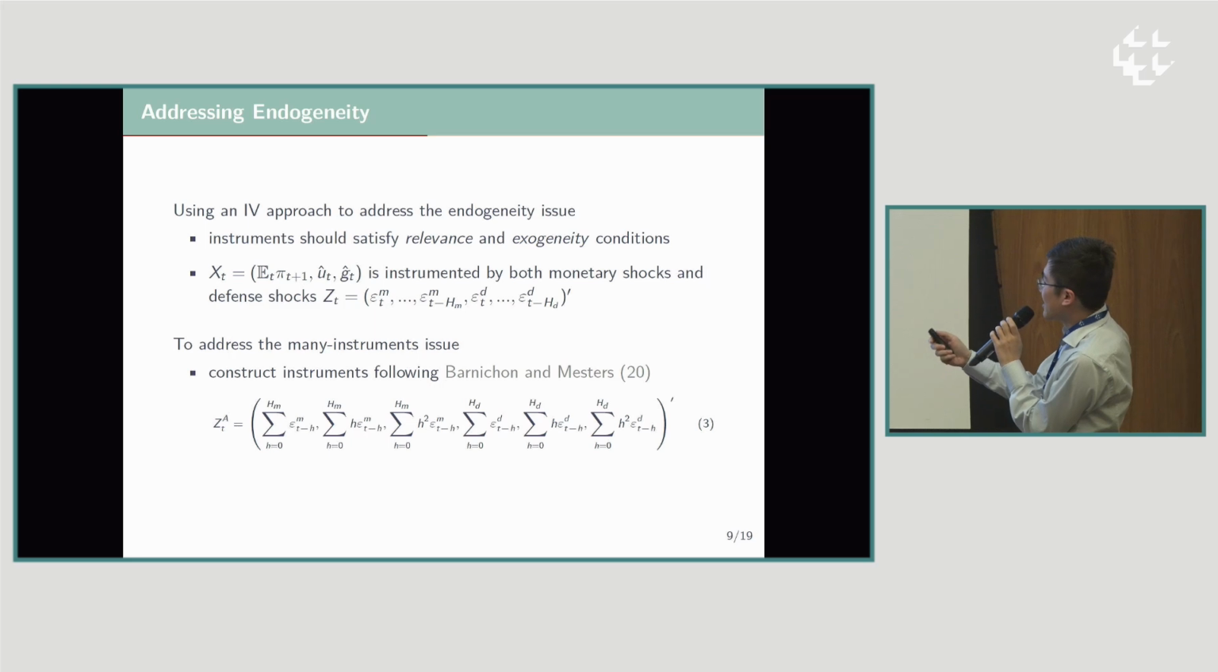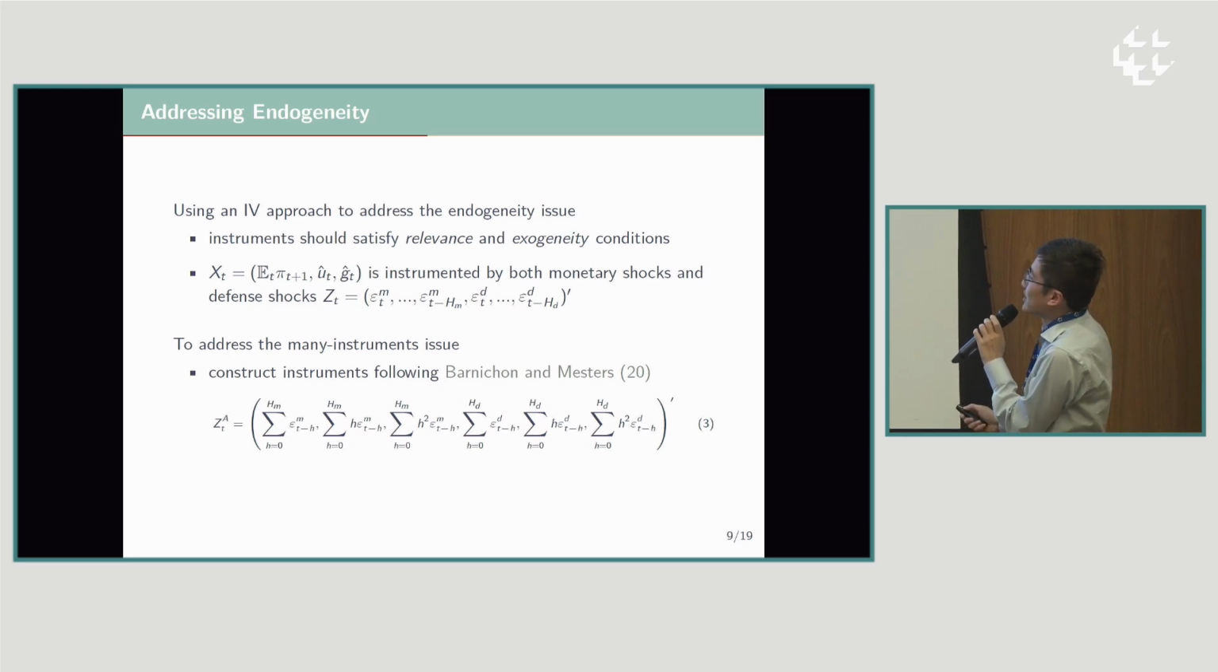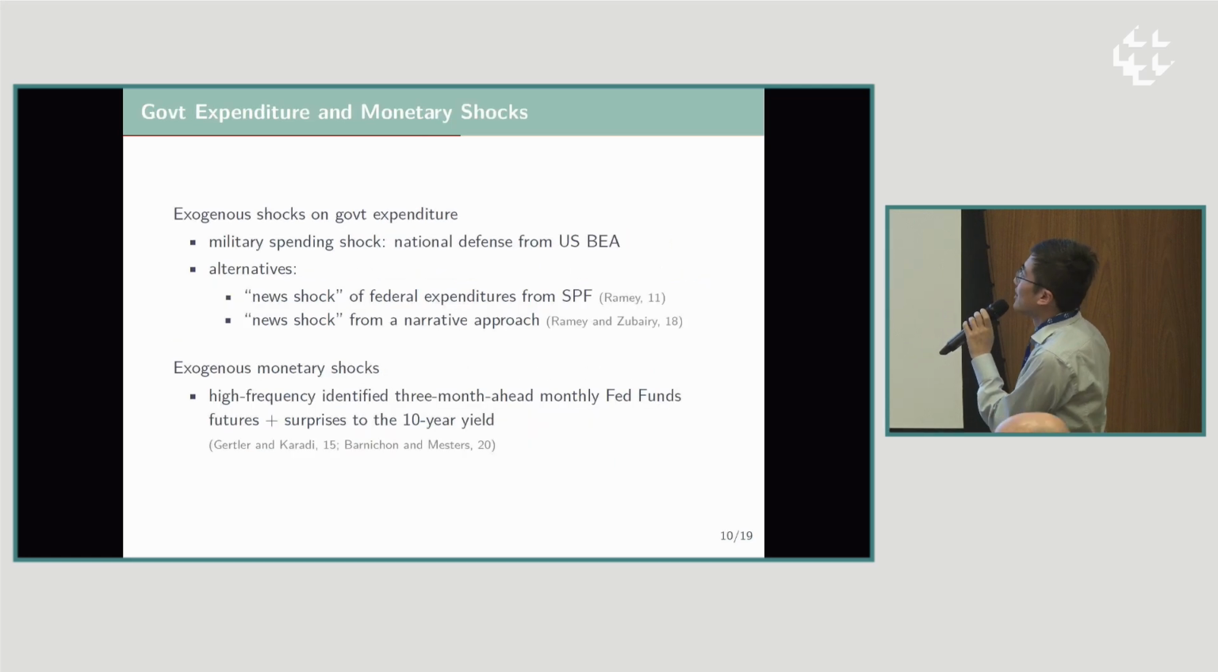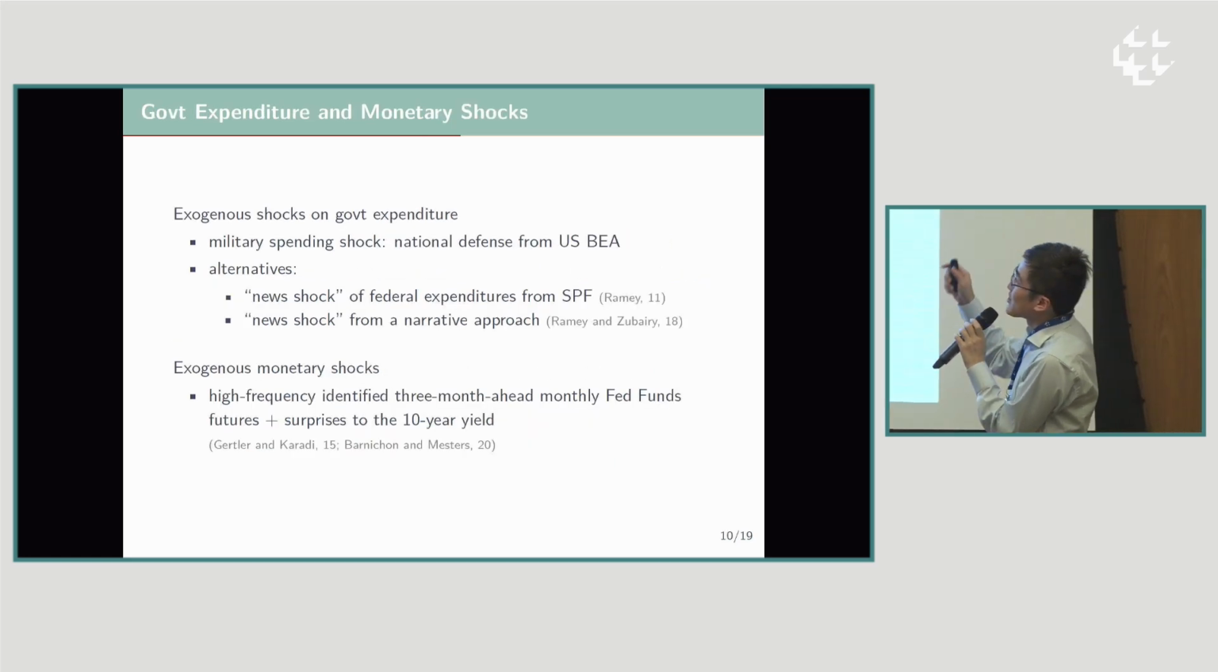So in order to address this, we also follow the Burnside-Masters 2020 paper, with a dimension reduction of the number of instruments from like 16 to like 6, in order to address this part. Okay, so we tried with different shocks.